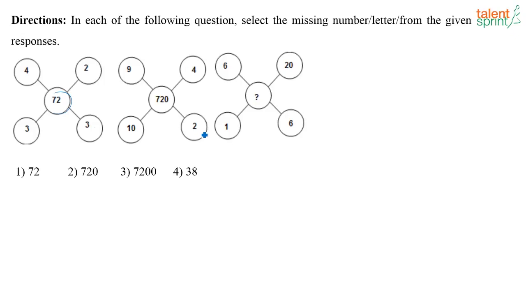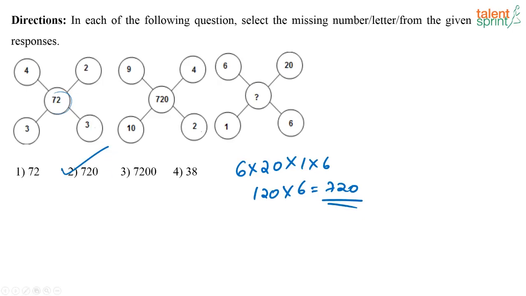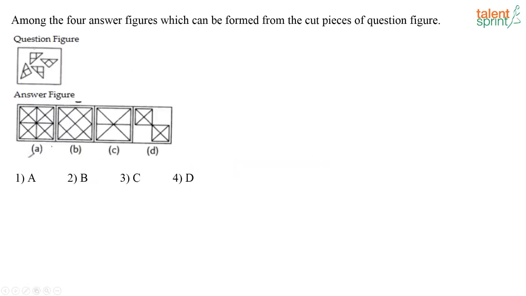So here similarly 10 2s are 20, here you have 9 4s are 36, so 36 into 20, that is 720. So what will come here? It is nothing but 6 into 20 into 1 into 6, that is 120 into 6, which is equal to 720. Correct answer is option 2. Yes, multiply all the numbers in the corner to get the number in the center. That is the logic. Next one.